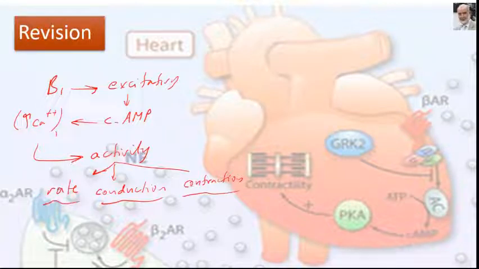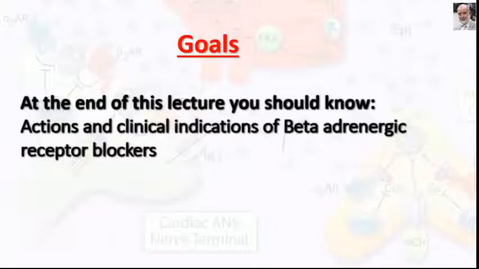So by stimulating beta-1 receptors in the heart, we will increase the intracellular calcium, and this will result in increase of all heart activity, including rate, conduction, and contraction. So this we should always remember. So what is the main goal of this lecture? The main goal of this lecture is to know the actions and the clinical indications of beta-adrenergic receptor blockers, drugs which block adrenergic receptors.